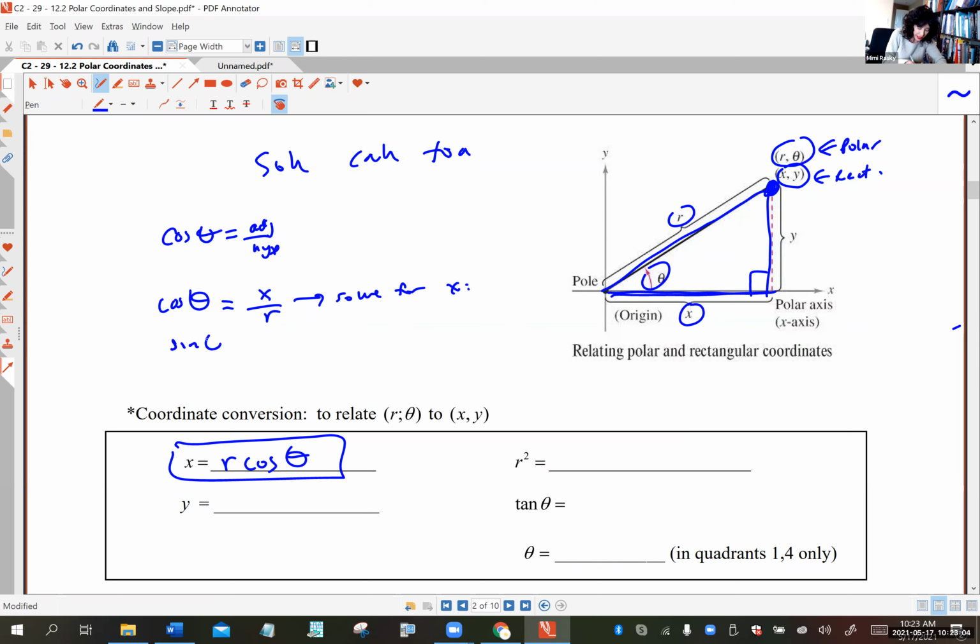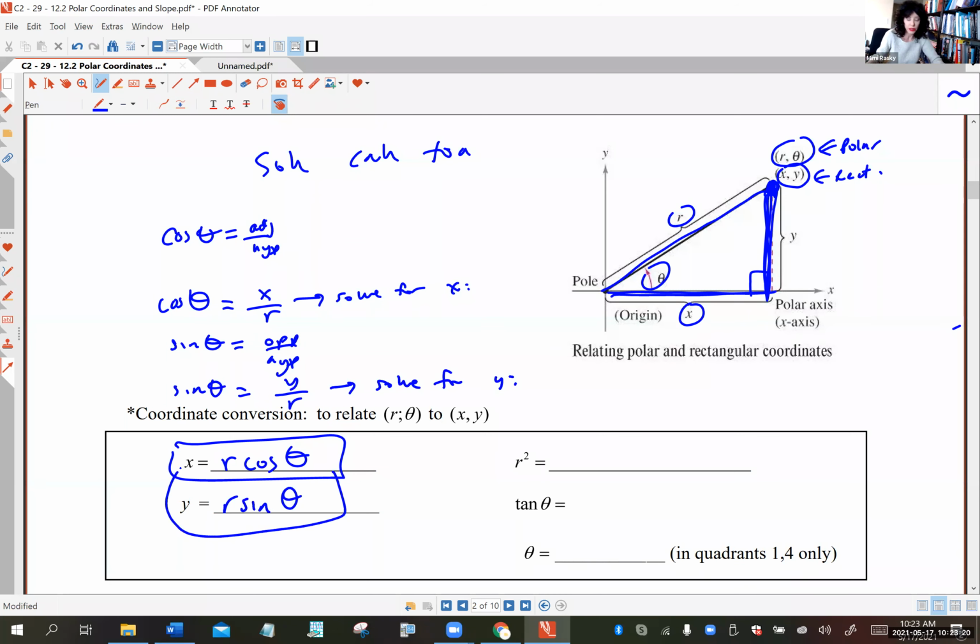Similarly, sine theta is opposite over hypotenuse. So for this right triangle, we'll have the y leg, that's your opposite. Your hypotenuse is r. And if you solve this equation for y, you'll get y is equal to r sine theta. So there's another conversion formula for you. And those are the conversion formulas you would use to get from polar to rectangular. But what if you needed to get from rectangular to polar?